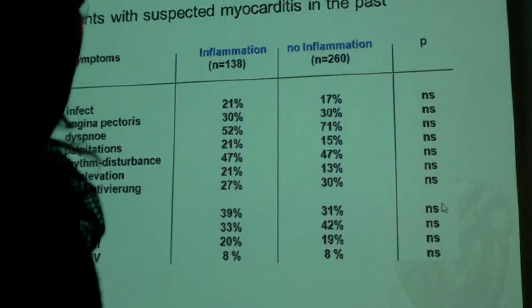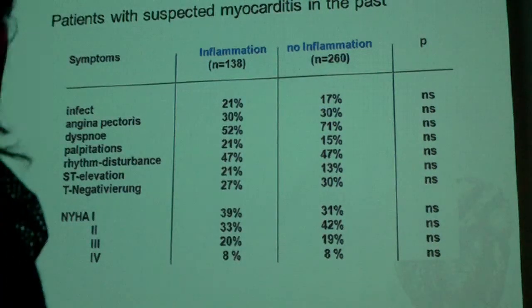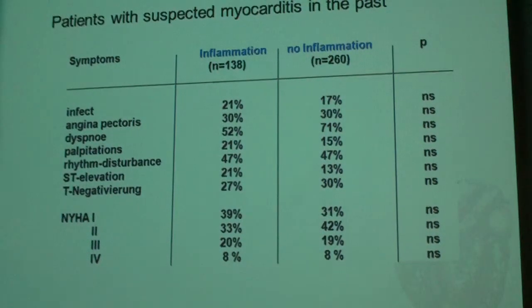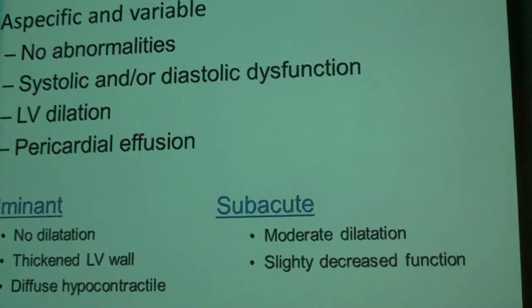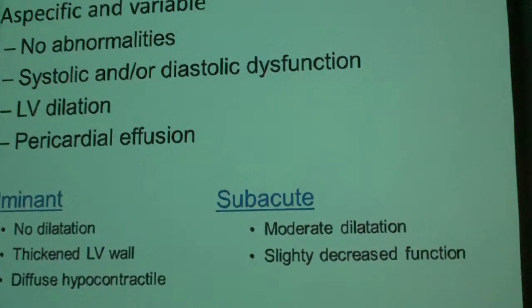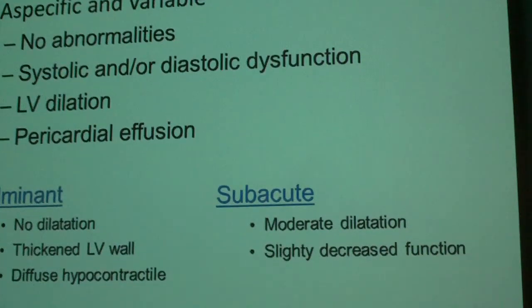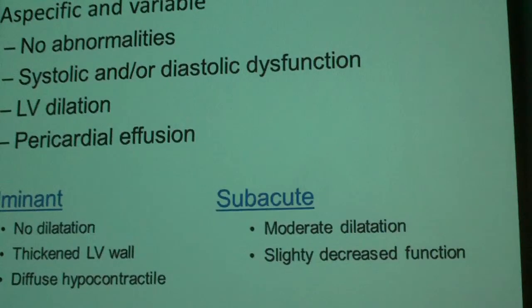The same goes for the clinical diagnosis, we cannot say anything. Patients may present with a broad range of symptoms, and if they have inflammation or no inflammation, we cannot see any difference in these patient groups. So we need to look a little bit further. We can make an echo of the heart. That's also helpful, but it doesn't tell us anything regarding the inflammation. These are very aspecific symptoms.